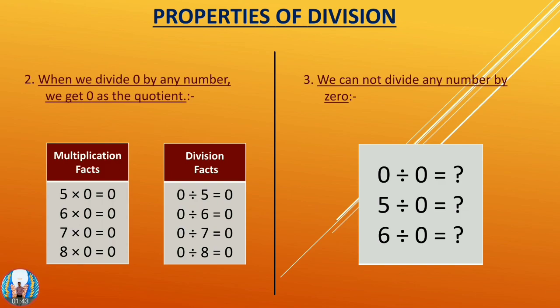The third one, we cannot divide any number by 0. The answer is not defined when we divide any number by 0.